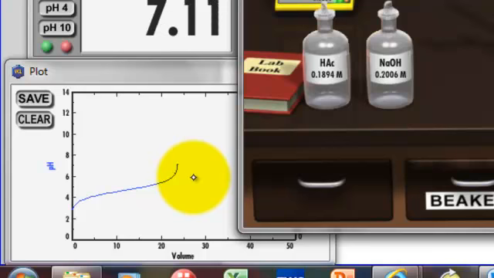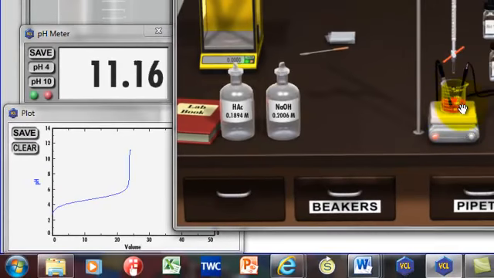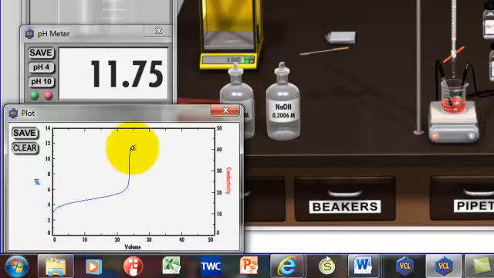And then, boom! Look how quickly it's changing through this area right here. And the color changed. And then it evens off again. This is always the shape of a titration curve. Doesn't change very much, doesn't change very much. All of a sudden it changes, and then it levels off again.